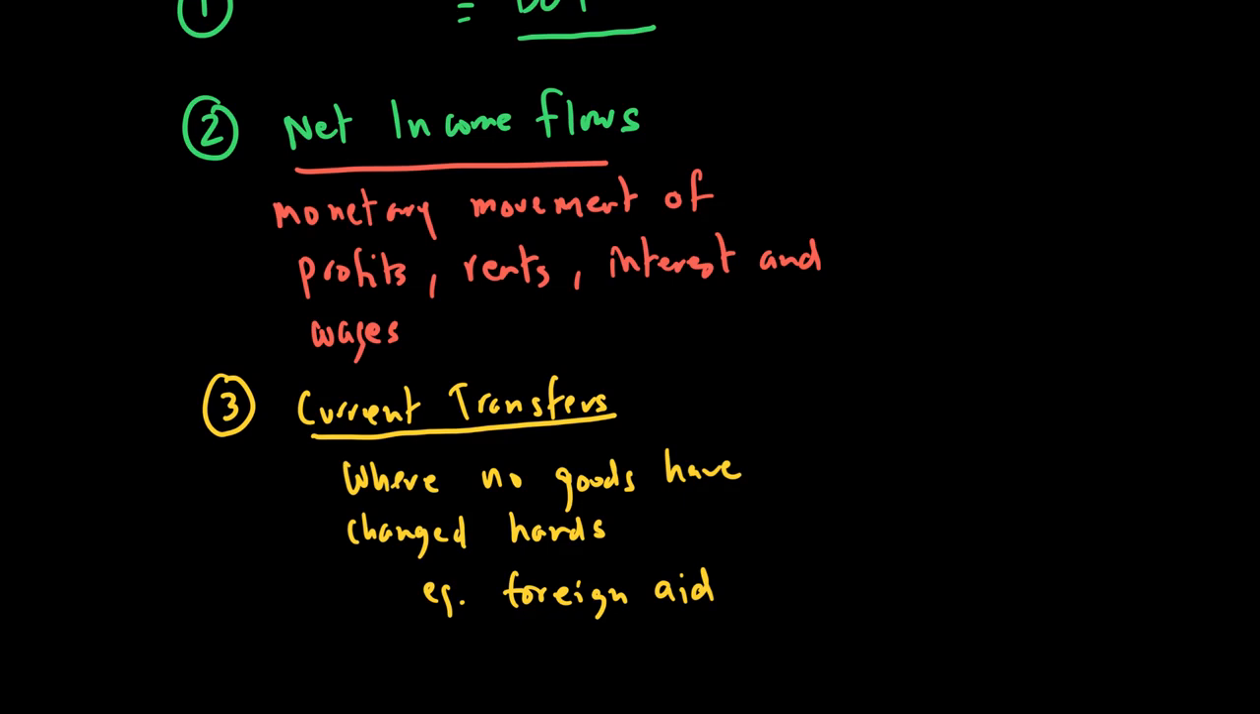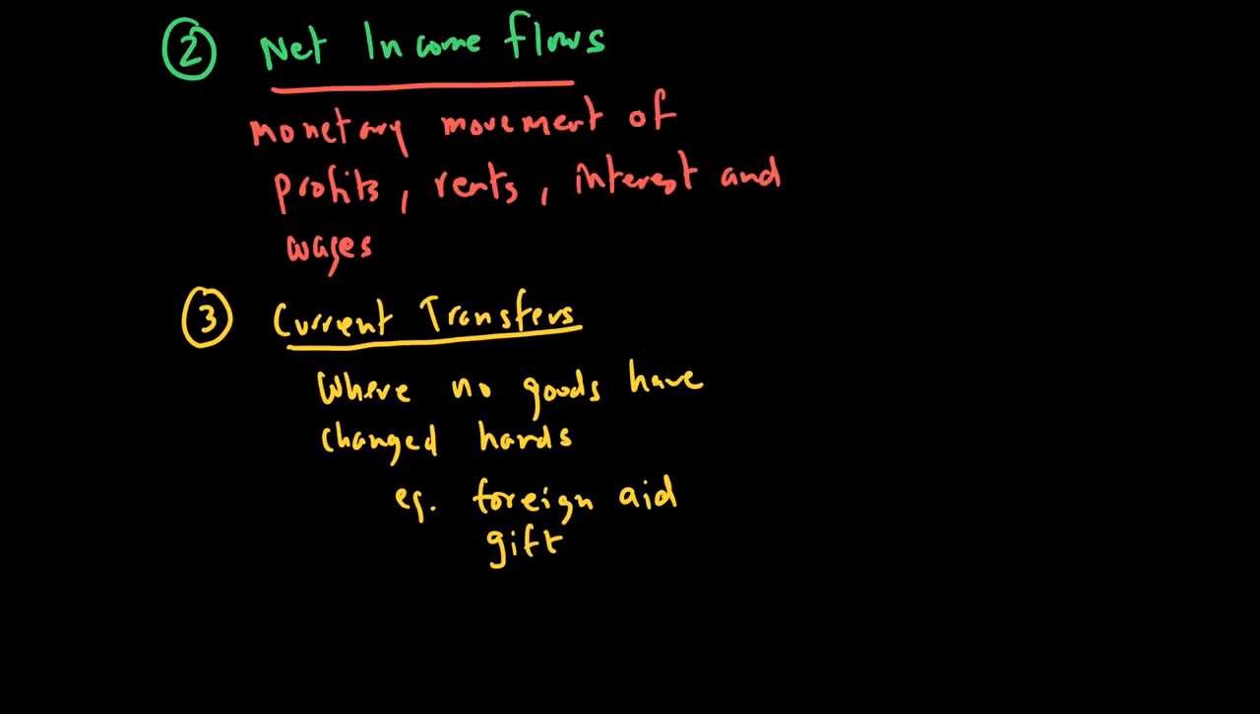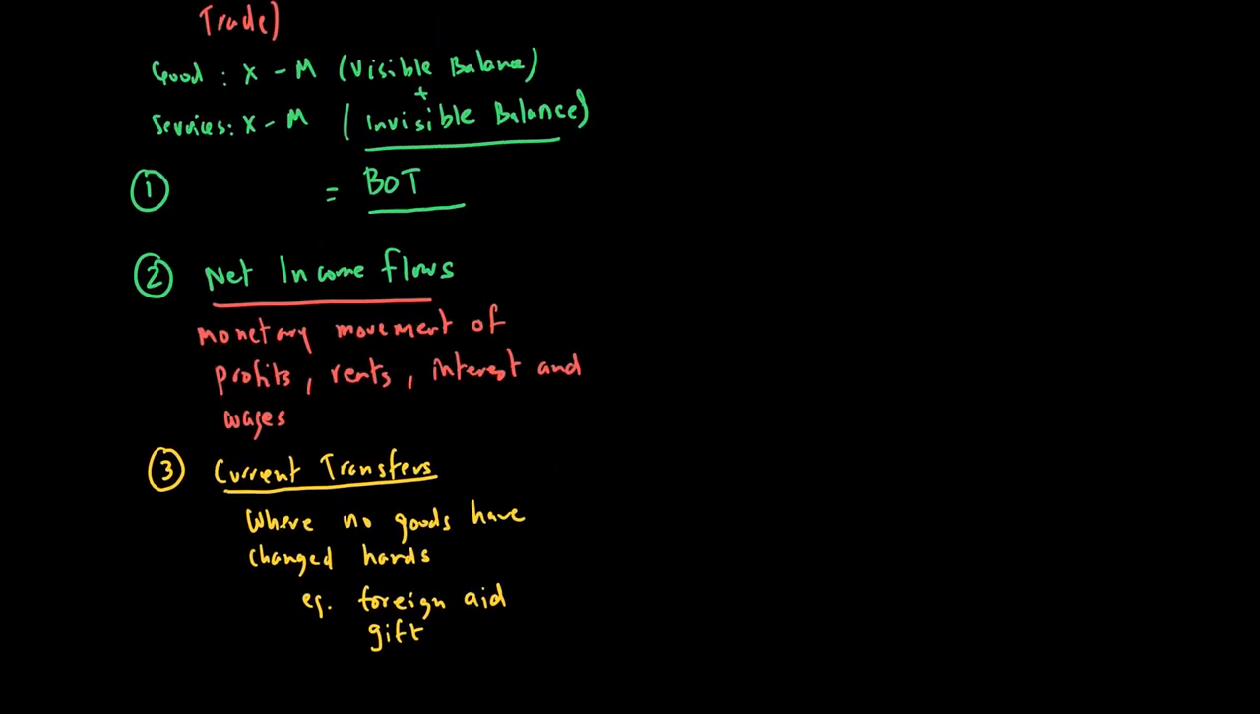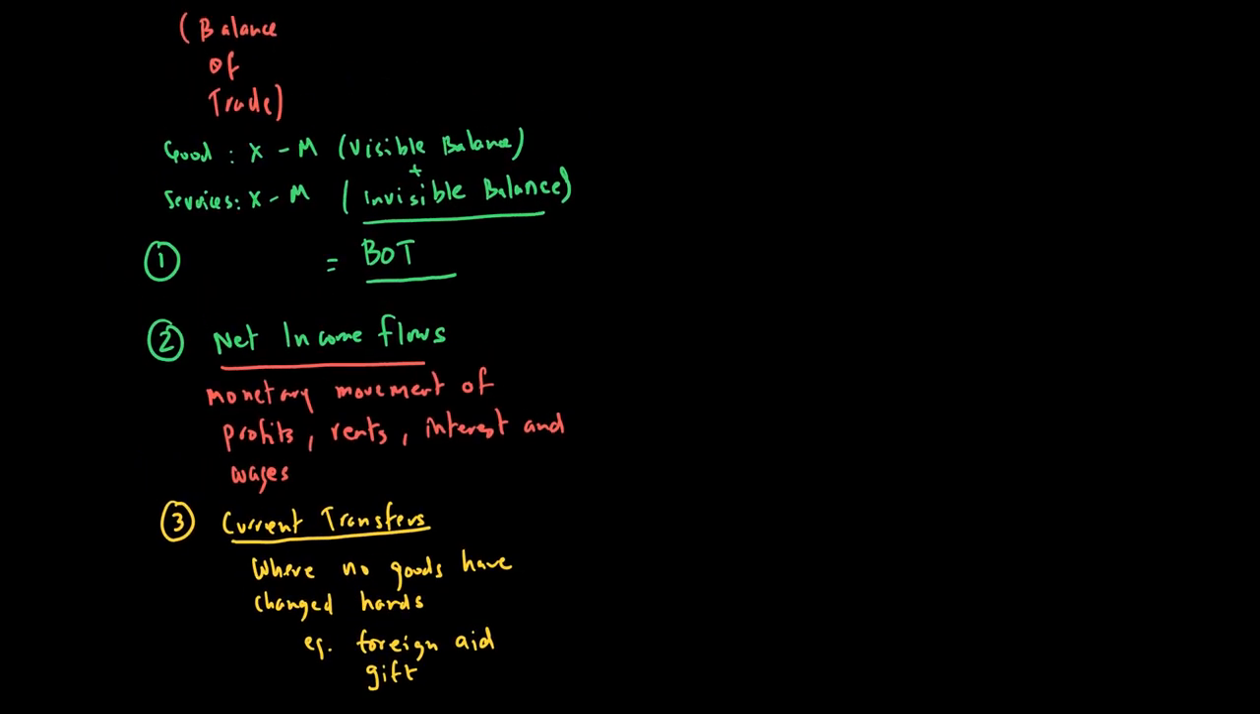Or for example, let's say your grandmother lives in the UK and sends money to Pakistan on your birthday, that would be basically a gift. Money where no good or service has changed hands. So this is those payments where there is no sort of buying and selling attached to it. So these are the three things: the current transfers, net income flows, and your balance of trade that basically makes your current account of the balance of payment.